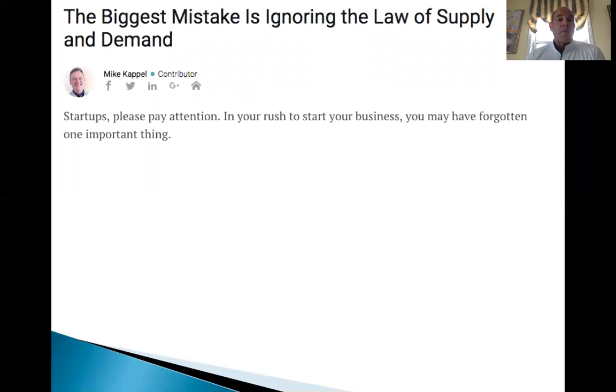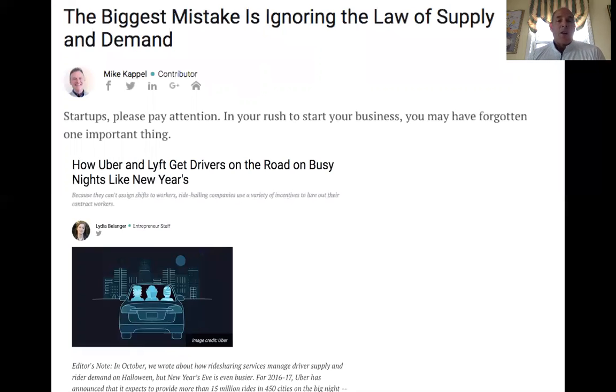So here we have some news just to show you the importance of supply and demand. If you're going to be a startup company, the one thing you cannot ignore at your peril is the law of supply and demand. Look at how Uber will meet the demand on nights like New Year's Eve. If you think about what has to go into providing an Uber or a Lyft driver so they can get there, they honor the law of supply and the law of demand.